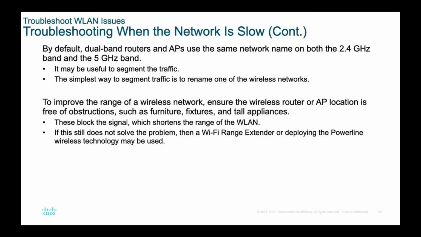Okay, by default a dual band router uses both bands with the same name. So the user will select automatically, but you can choose a different name and so on in order to segment the traffic.